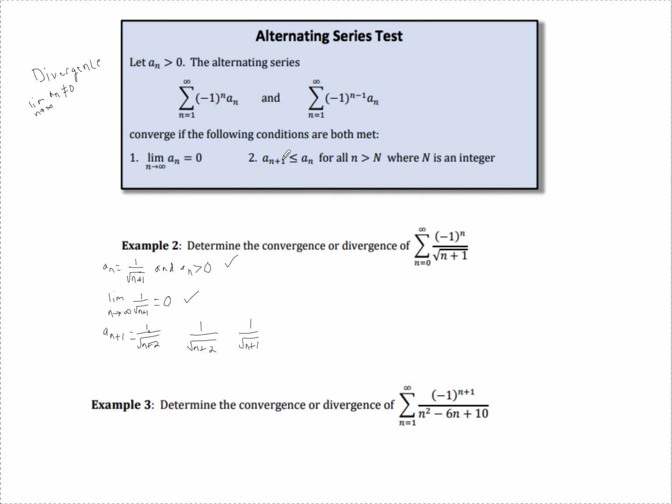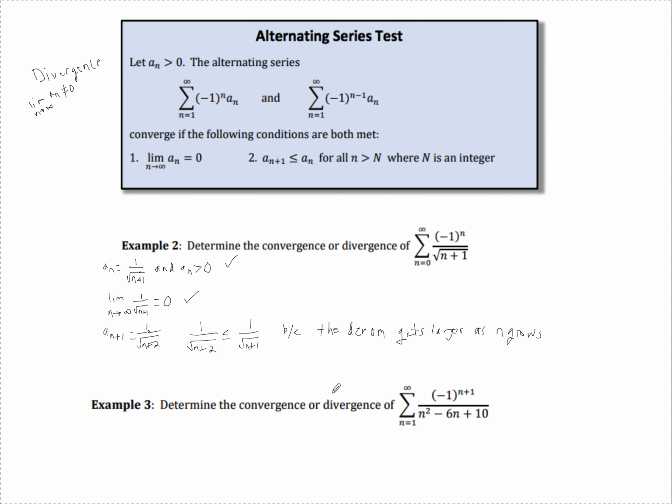I need to ask myself, is a sub n plus 1 going to be less than or equal to a sub n? In this case, it will be, right? Because if I'm adding something to the denominator here, this denominator is going to be bigger than this denominator. 1 over a bigger number will make this thing smaller. So I can say that is true because the denominator gets larger as n grows.